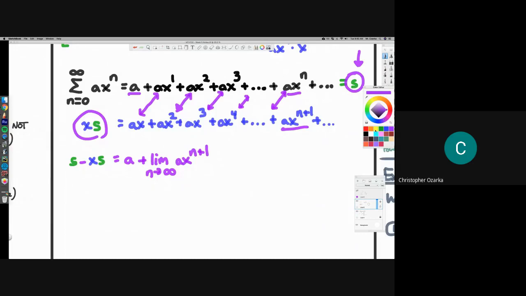Now, a really interesting thing happens. Well, first of all, you should see this is a constant. This is an infinite sum, and this is an infinite sum. They go to infinity because I just did X times S. X times S is still an infinite series. These are two infinite sums. It's equal to a constant. A is a constant plus this limit right here.